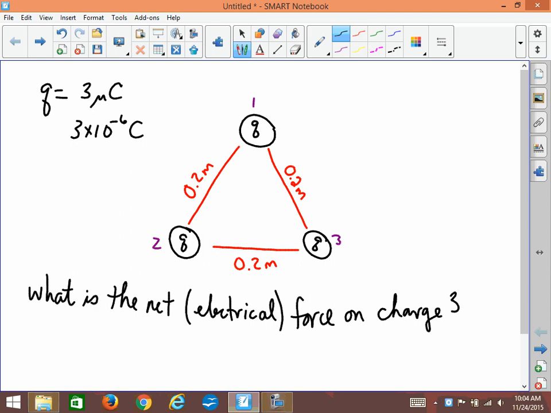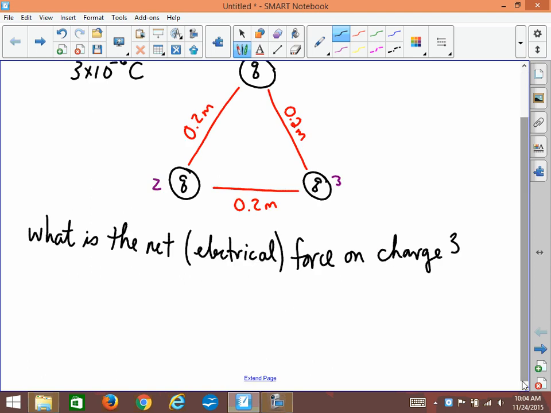Now, when you look at the triangle, you can see that if we look at charge number 3, and because all the charges are the same, there's going to be repulsion, right? They're all equal. So if you look at charge number 3, it will be pushed this way. It will be repelled away from charge number 2 over here. So let's call that, for lack of a better thing, the force caused by charge number 2, pushing charge number 3 that way. Got it?